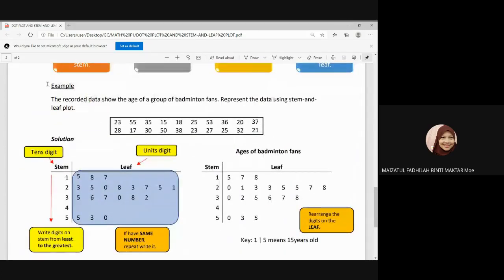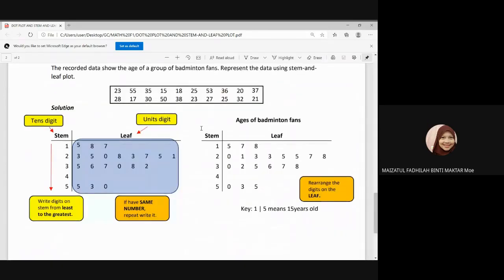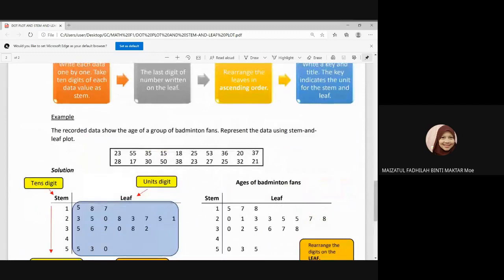So the example here: recorded data show the ages of a group of badminton fans. Represent the data using a stem and leaf plot. So this is the data for the group of badminton fans, and you must represent the data using a stem and leaf plot. So the first one, you draw, hold on. I cut this one to be sure you can see the question on the whiteboard.